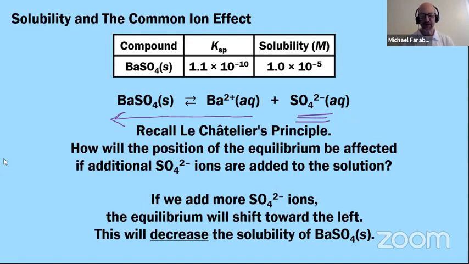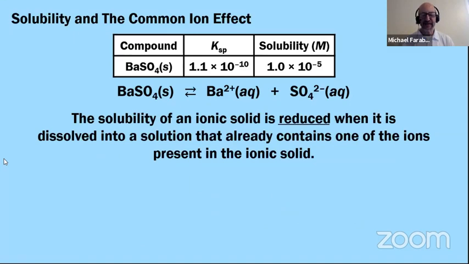So let me go ahead and define this for you. The common ion effect essentially says that the solubility of an ionic solid is going to be reduced when it is dissolved in a solution that already contains a common ion, as in one of the ions present in the solid. So if there is already barium, or if there is already sulfate in a solution, and then we try to dissolve some barium sulfate in that solution, we should have a lower solubility than it would be in pure water.